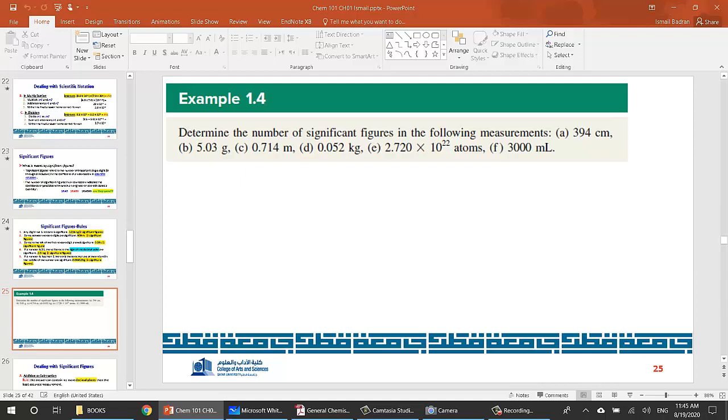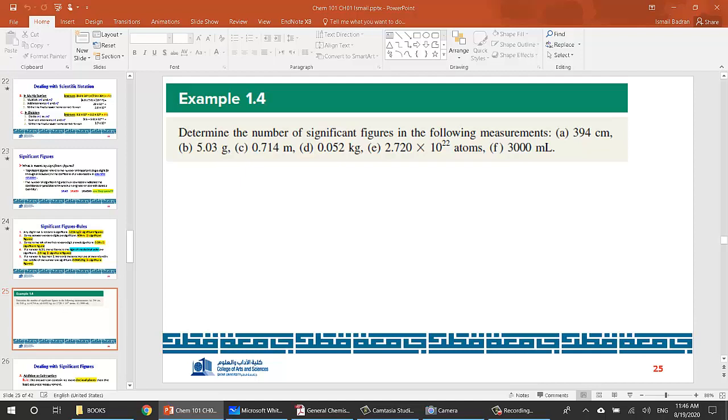And number E, you have 2.720. Zeros to the right, they do count if there is a decimal point. In this number, there is a decimal point. That means the individual who measured this number is sure about the 272 and is uncertain about the 0. But the number of significant figures is equal to the certain and uncertain. And therefore, this number in E has 4 significant figures. The answer for E is 4 significant figures.